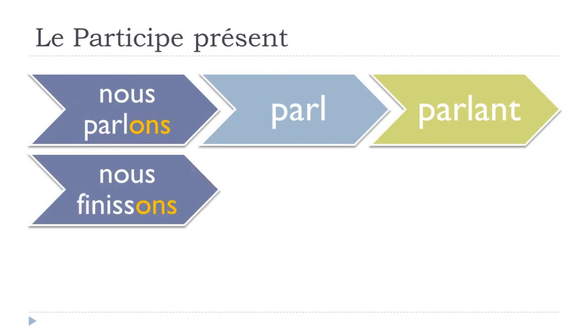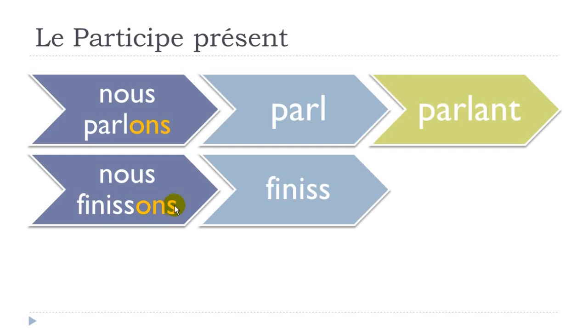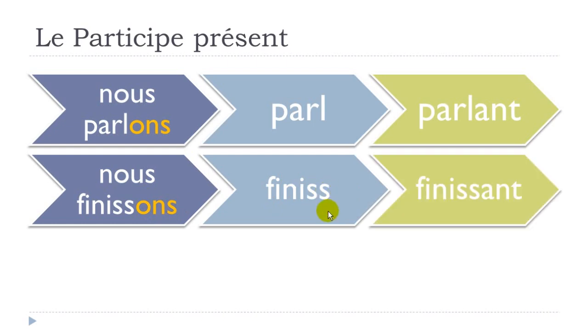Let's see now the second group, finir, to finish or to end, and so we get nous finissons, the nous form of the present tense. It's exactly the same rule, so you try to find the ending here, it's ONS. We'll do exactly the same thing, so we take it away, and we get finiss, F-I-N-I-S-S. And we just follow the same rule, we add A-N-T at the end, and we get finissant. This form is the participe présent.